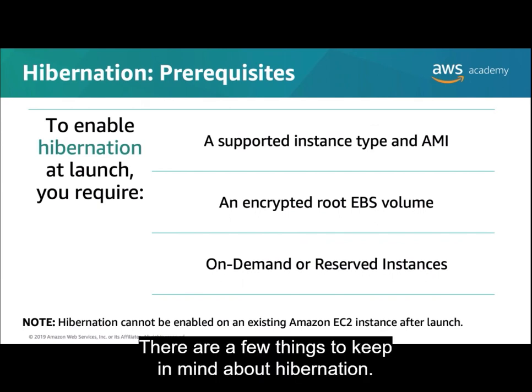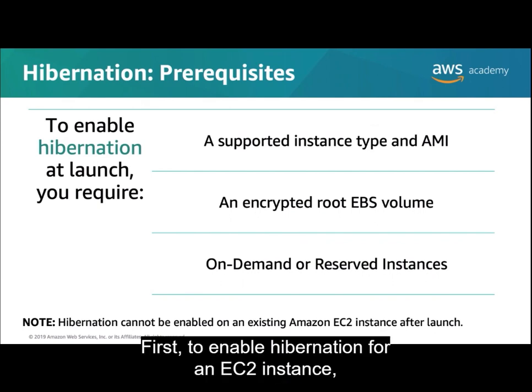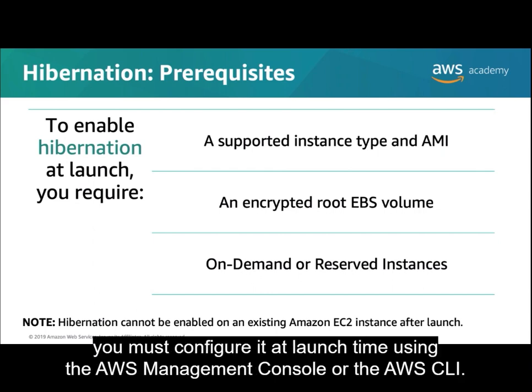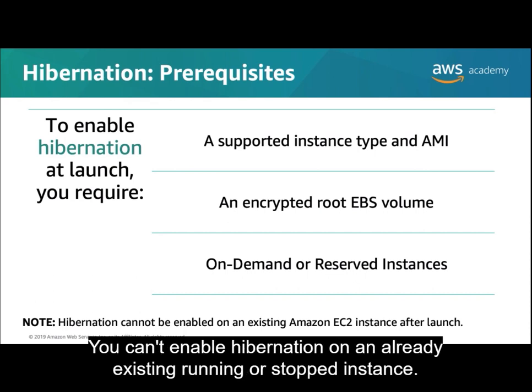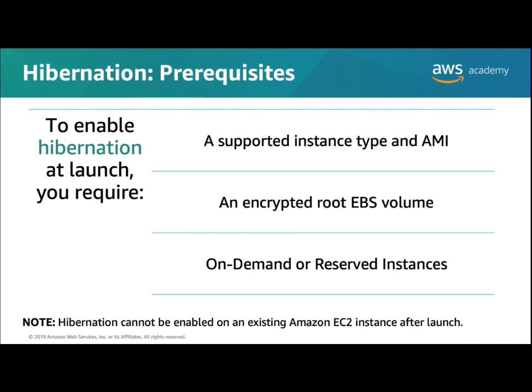There are a few things to keep in mind about hibernation. First, to enable hibernation for an EC2 instance, you must configure it at launch time using the AWS Management Console or the AWS CLI. You can't enable hibernation on an already existing running or stopped instance.